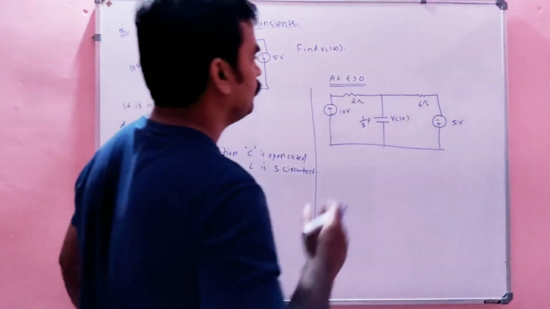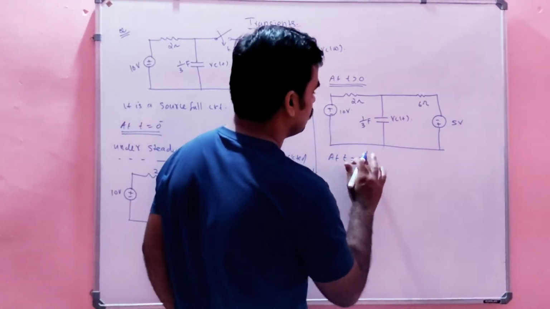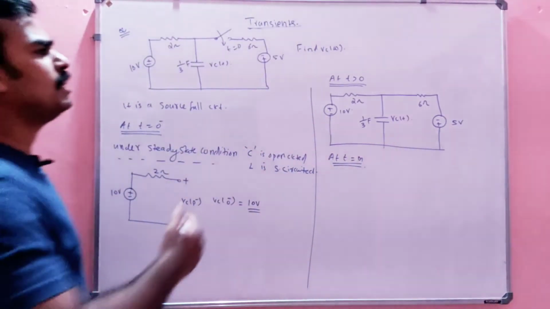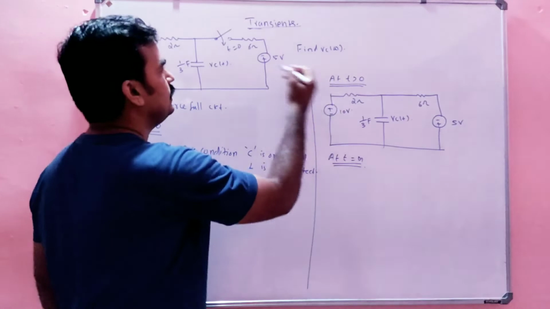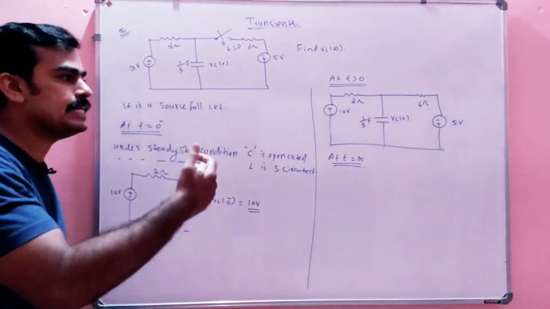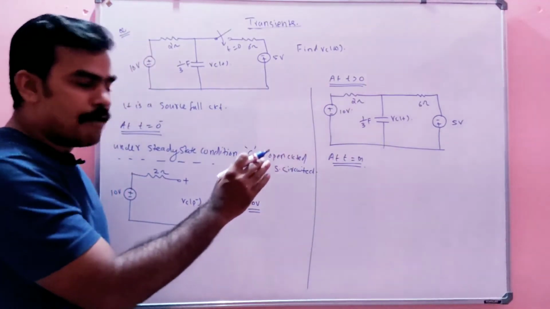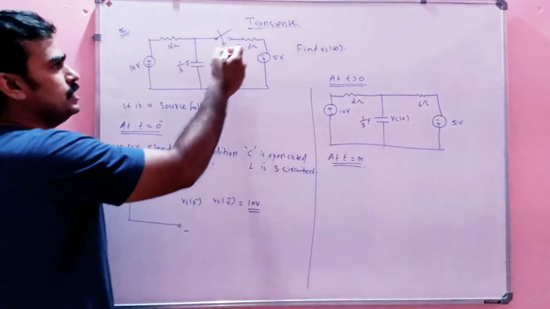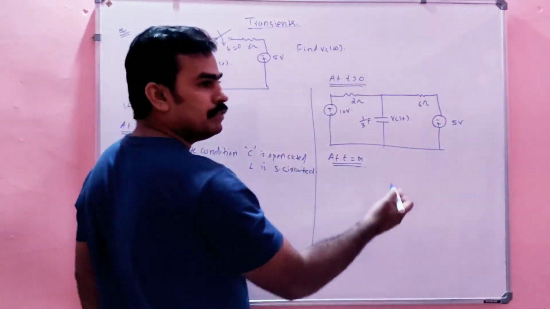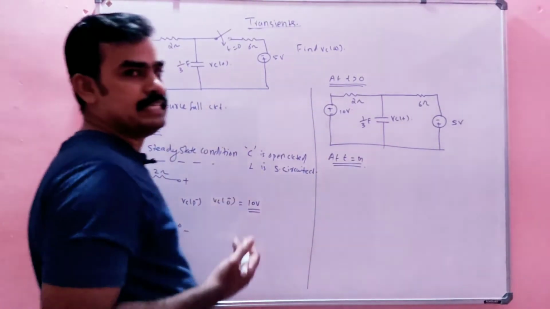So listen carefully. At t equal to infinity, meaning after a long duration after t equal to 0 happens, it is again a steady state operation. At t greater than 0 it is simply after some time of the switching, but t equal to infinity means it again comes to its stable position after a long time. That is the meaning of t equal to infinity.